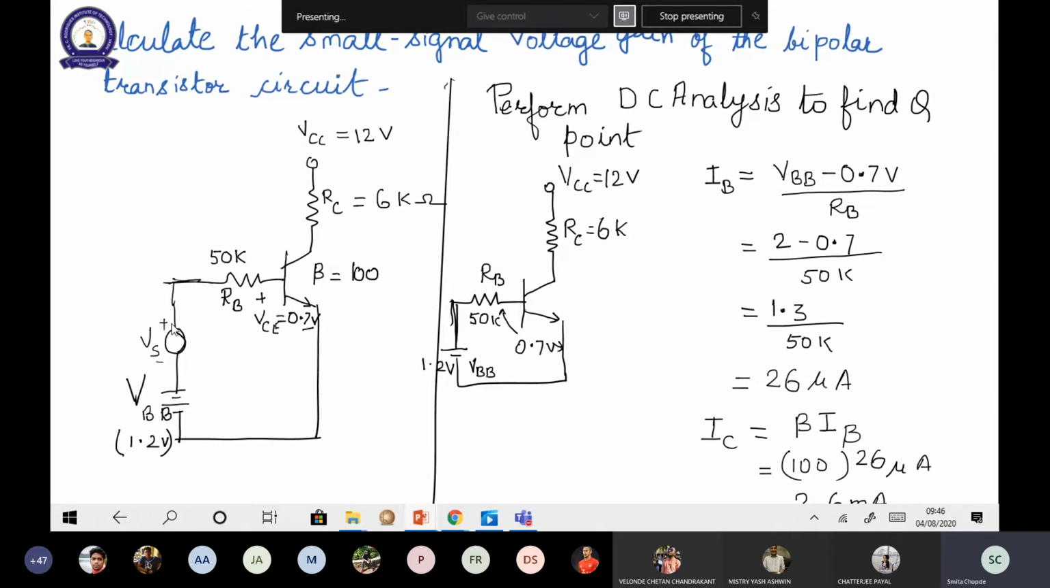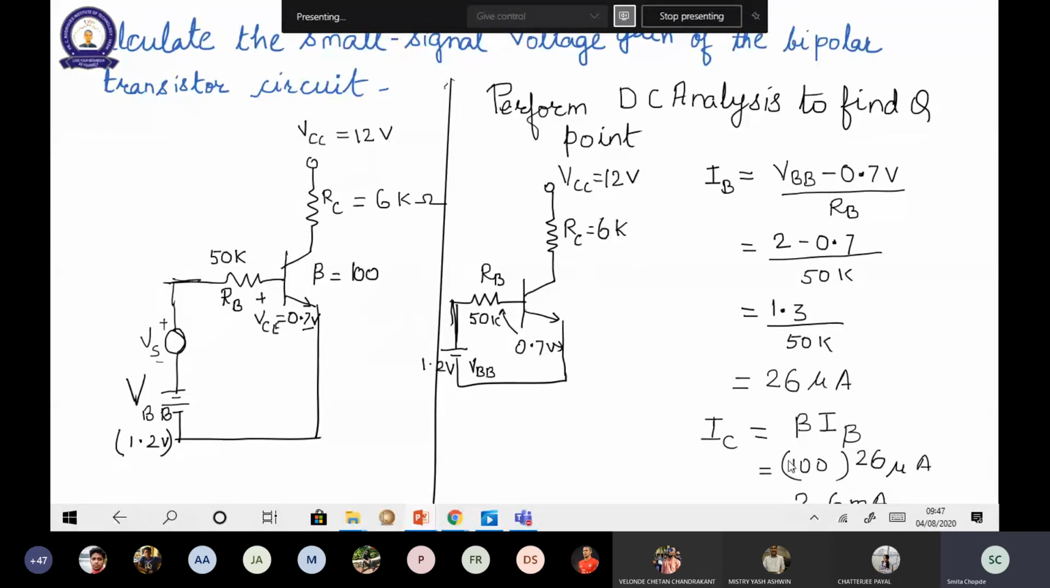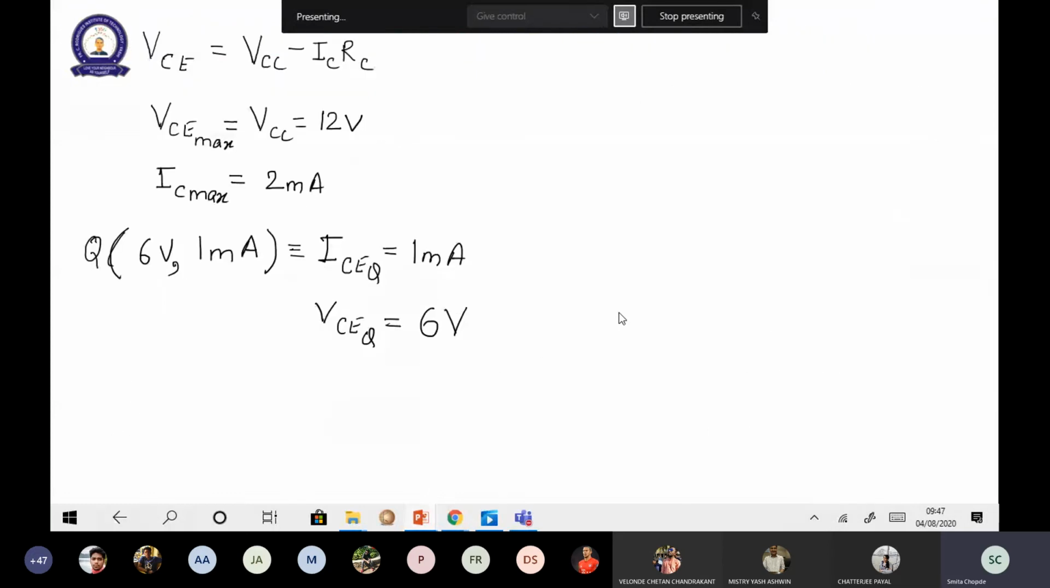Okay, so you have to do the small signal analysis, or find all the parameters, the small signal voltage gain of a bipolar transistor. First you perform your DC analysis to find out your Q point. The collector current comes out to be 2.6 milliamperes, and VCE comes out to be 6 volts.